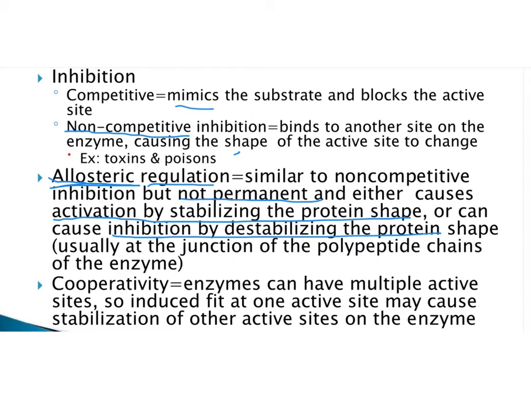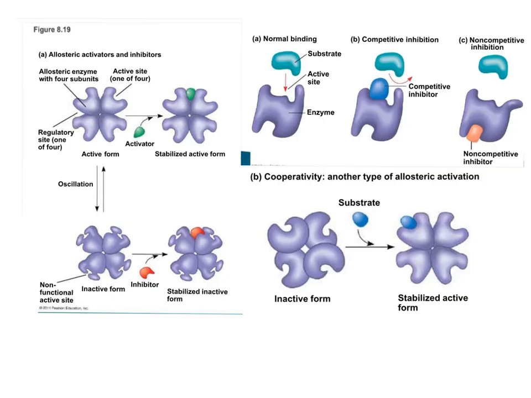So here's another place on the enzyme, causing it to change shape, someplace other than the active site. It's an allosteric inhibitor or activator. There's also something called cooperativity, where enzymes have multiple active sites. Once you have binding at one site, once you have induced fit at one active site, then all the other active sites on the enzyme get stabilized.